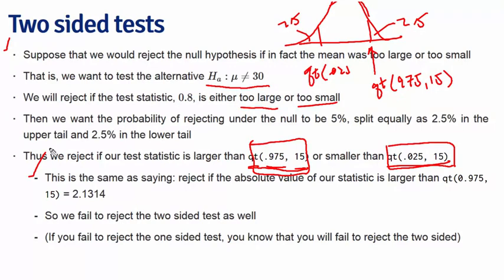So in this case, we failed to reject the one-sided test, and now in this slide we're showing that we failed to reject the two-sided test. However, I think you'll have probably already noticed that because we've moved further out into the tails of the t-distribution with our rejection region, if you fail to reject the one-sided test, then you will also have failed to reject the two-sided test.